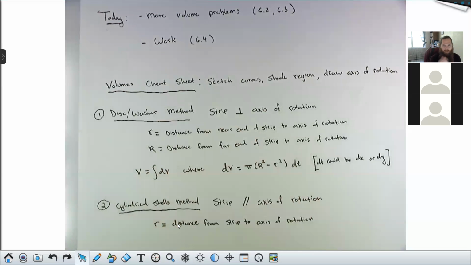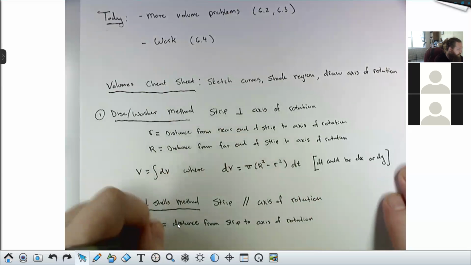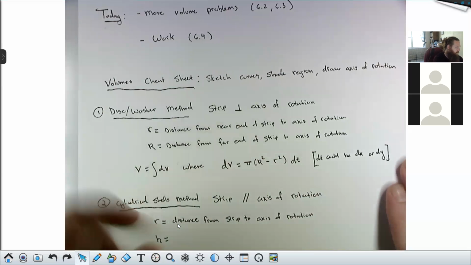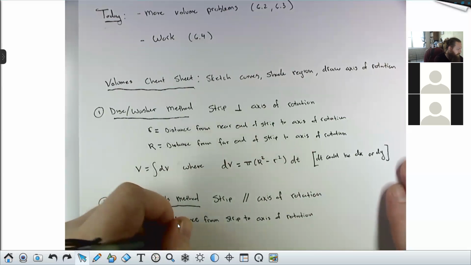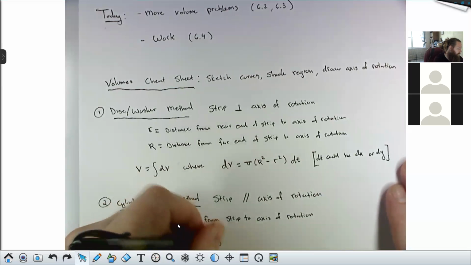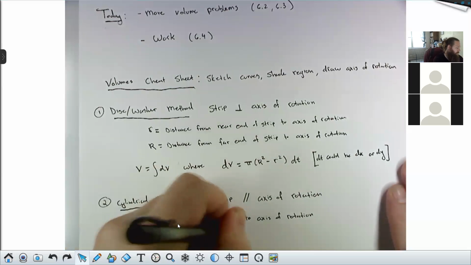Because that strip is supposed to be differential thickness, right? Like dx or dy thickness. It really is a point thick. And then you have to come up with this quantity h here also, which is the length, or height, of the strip.